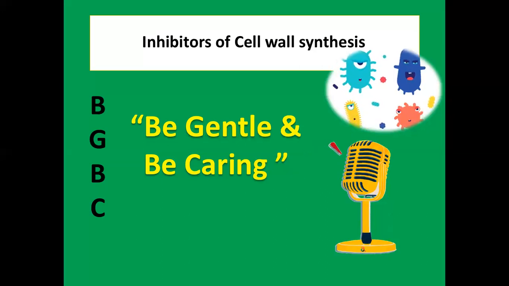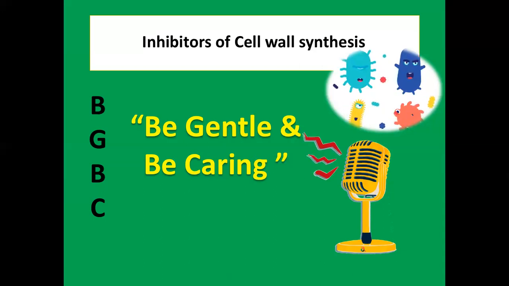Another example of beta-lactam group is the monobactams, and the carbapenems. The only monobactam used clinically is aztreonam. Aztreonam has a narrow spectrum of activity, with activity only against gram-negative bacteria. So aztreonam, an example of monobactam, is active against only gram-negative pathogenic organisms.